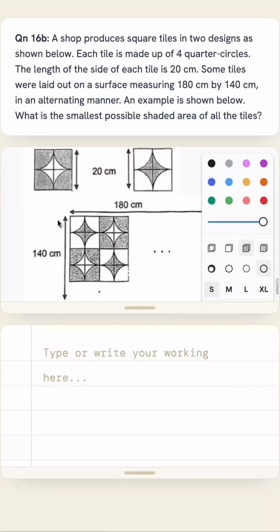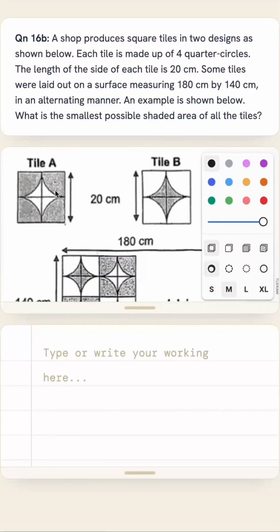So in this case over here, if you were to look at the two tiles, if you were to stack them up, it will actually be a full shaded square. So tile A plus tile B is actually a full, not full circle. Did I say full circle? Full square shaded area. Okay, so pretty straightforward.